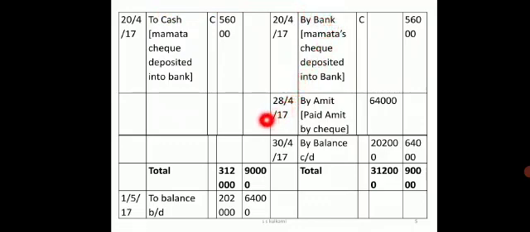Next, on 28th we have paid Amit by check. So your journal entry will be Amit's account debit to bank account. So bank is on the credit side, 64,000. Now we will take the total of the debit side first, because cash being an asset always shows a debit balance. So first I'll total the bank column. The total of the bank column comes to 3,12,000.